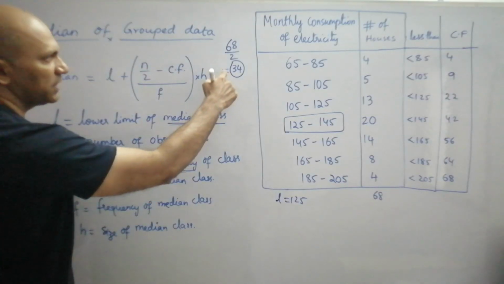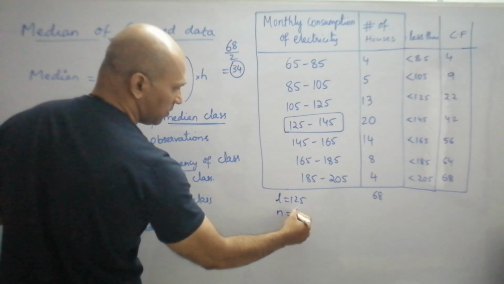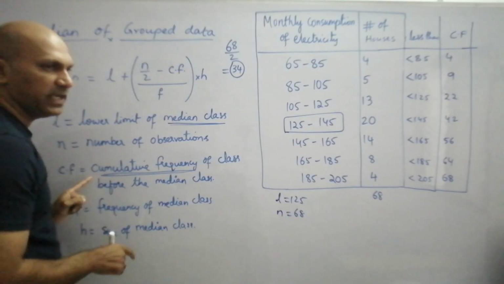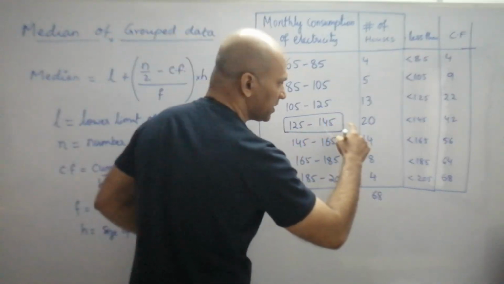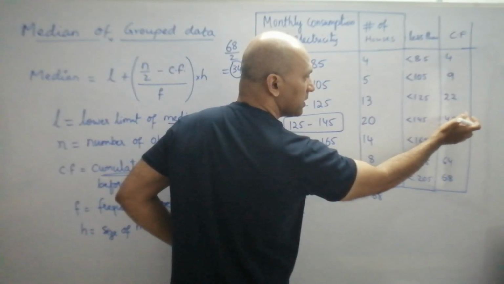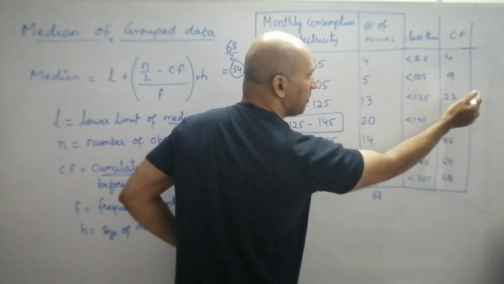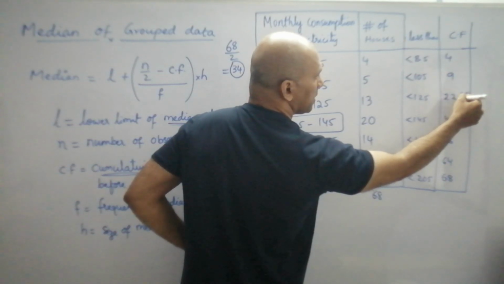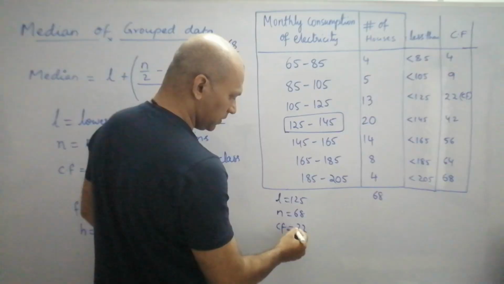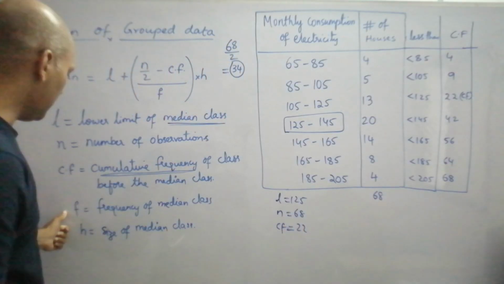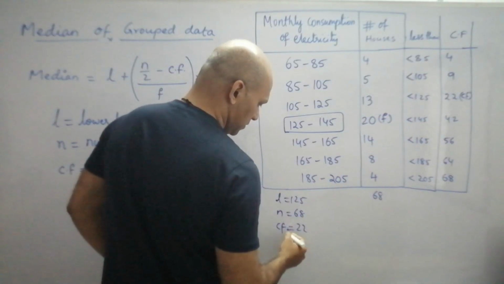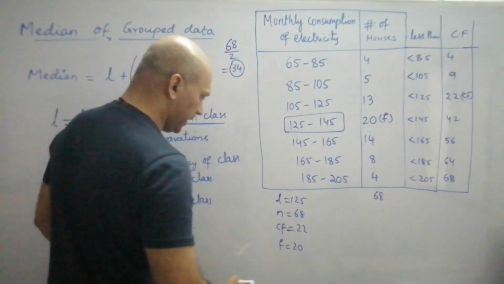N is the number of observations. So N is equal to 68. CF is the cumulative frequency of the class before the median class. Most of the students will make a mistake here and they will end up writing CF as 42, but it is not 42. It is the cumulative frequency above. CF is equal to 22. And F is the frequency of the median class. This is the median class, this is F. So F is equal to 20.